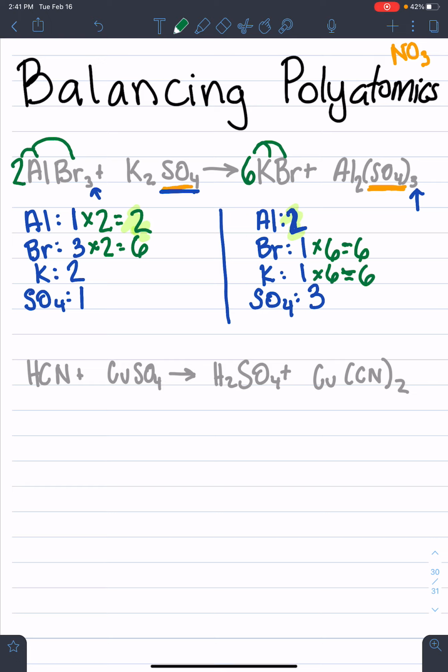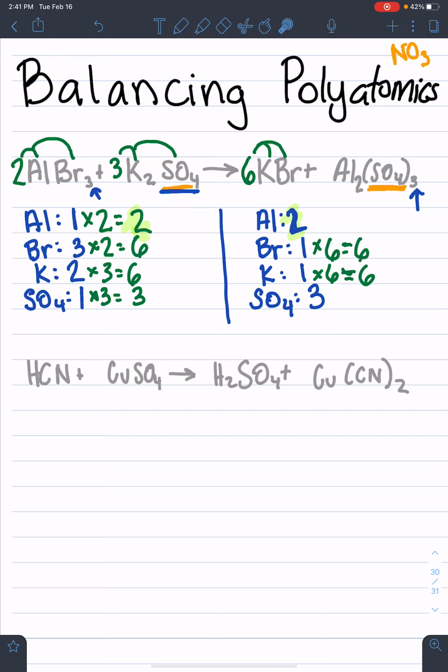If we look at our K on this side, on our left side it's 2. So we have to multiply this by 3 to get 6. Since we multiplied it by 3, we have to put it up top. We did 3 to the K2. We need to do 3 also to the SO4. So we times this by 3 and we get 3. So you'll see now we have 2 and 2, 6 and 6, 6 and 6, 3 and 3.